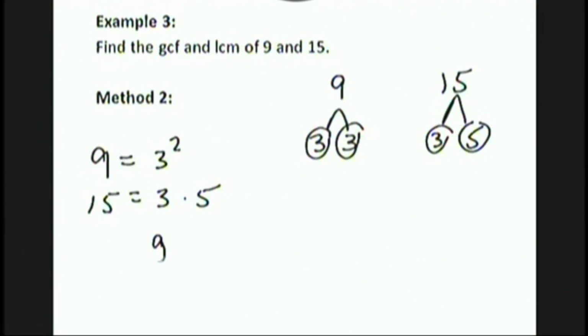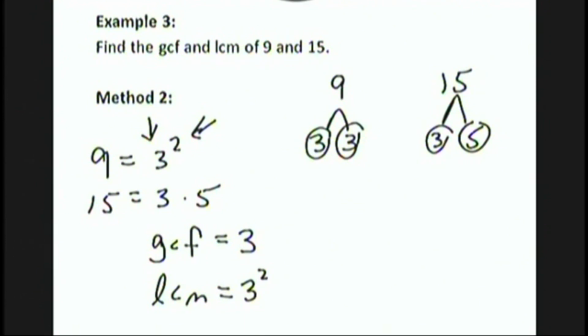Now, to compute the GCF, we take the lowest power of each prime. The lowest power of 3 is 3, and since 5 does not appear in this one, we do not take any power of 5. So the GCF is simply 3. For the LCM, we take the highest power of each prime. The highest power of 3 is 3 squared, and the highest power of 5 is 5. So the LCM is 3 squared times 5, which multiplies to 45.